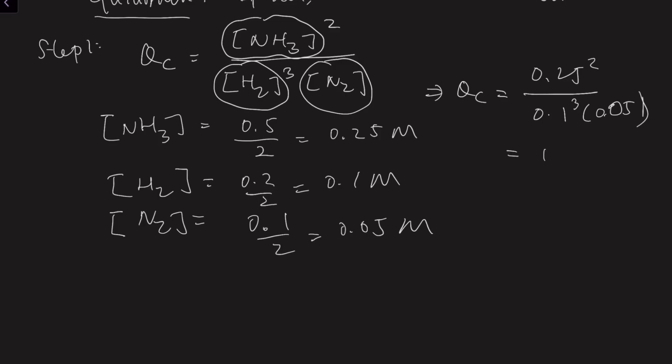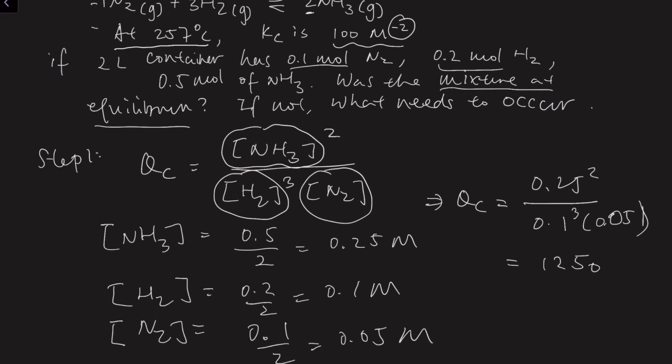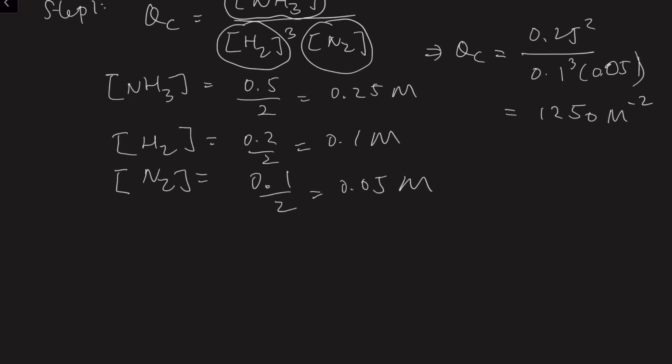The end result is 1250. What is the unit? Remember, the unit of your concentration fraction should be the same as the unit of your equilibrium constant. So M to the power of -2. So now we can proceed to step 2.